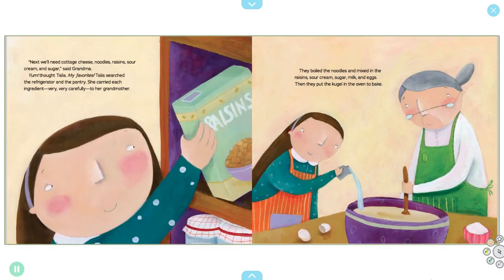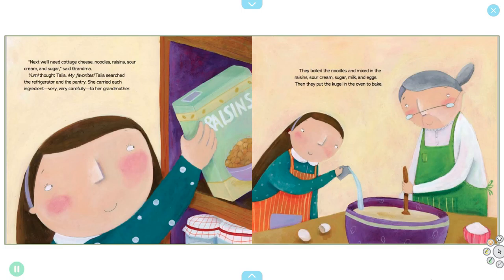Next, we'll need cottage cheese, noodles, raisins, sour cream, and sugar, said Grandma. Yum, thought Talia. My favorites. Talia searched the refrigerator and the pantry. She carried each ingredient very, very carefully to her grandmother.